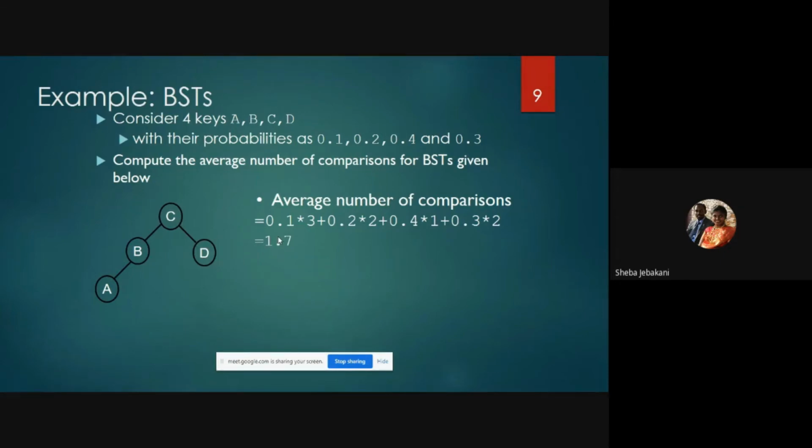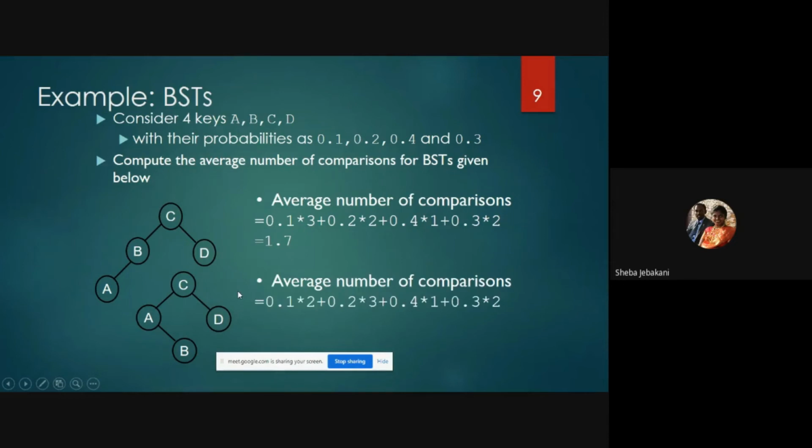Now let's say we take another possibility of a binary search tree. Now if you see, for C the number of comparisons is 1, for A it is 2, for B it is 3, for D it is 2. If we find the average number of comparisons the same way I taught you before, you end up getting 1.8. So we find that the first binary search tree was more optimal, giving less average number of comparisons when compared to the second tree.